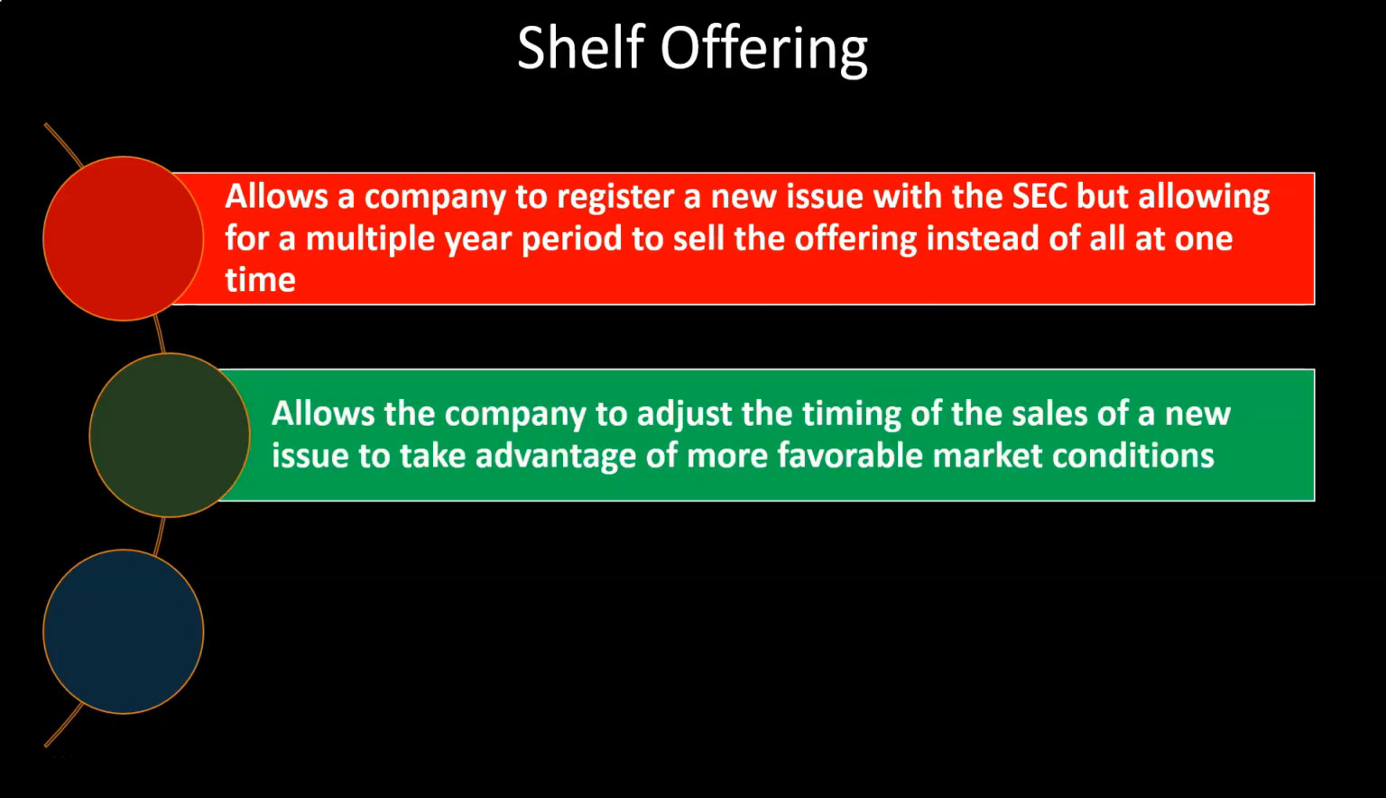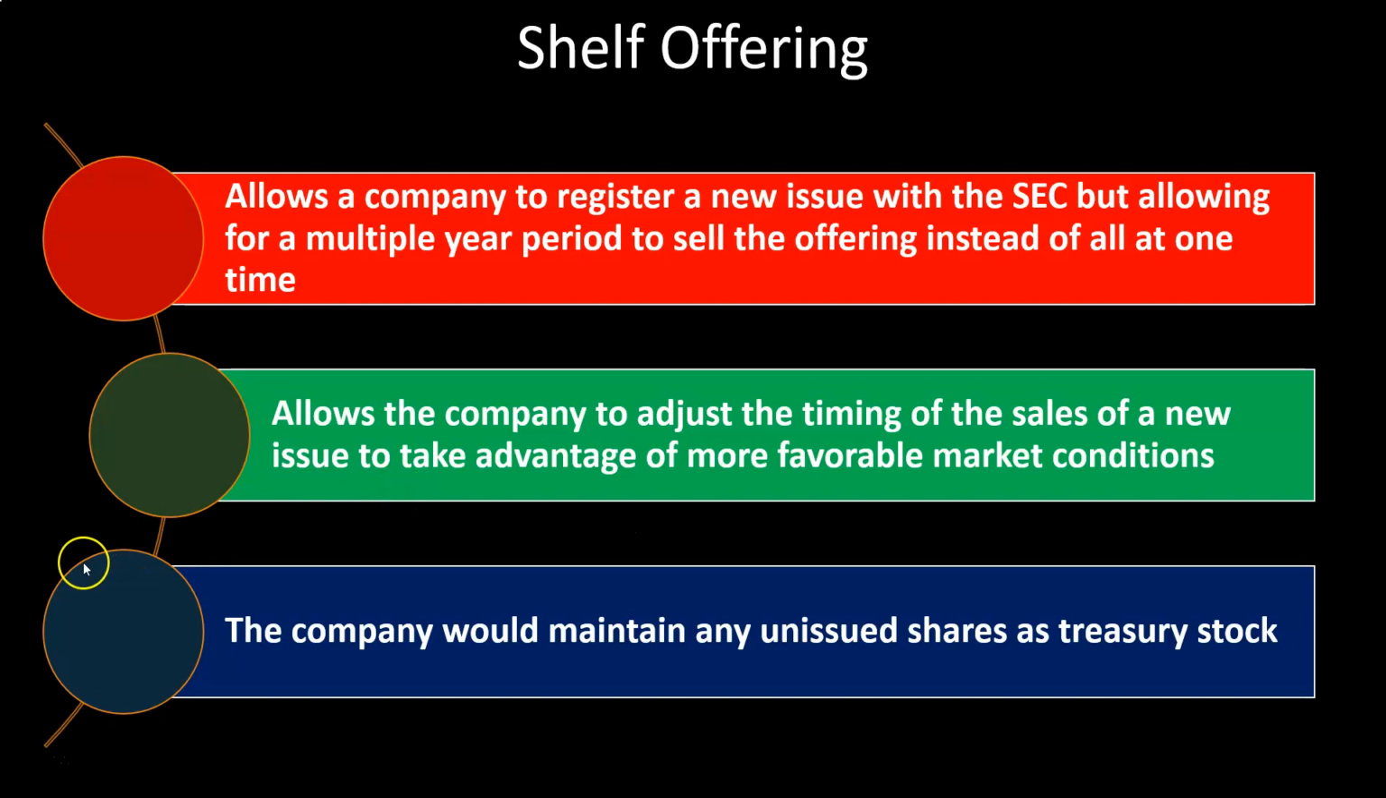This allows the company to adjust the timing of the sales of a new issue to take advantage of more favorable market conditions. So now they could say, without trying to rush through the filing, they have a longer period of time in which they can sell these securities. And this could be in the case of bonds as well. They can look for favorable market conditions and then sell at that point in time. The company would maintain any unissued shares as treasury stock.